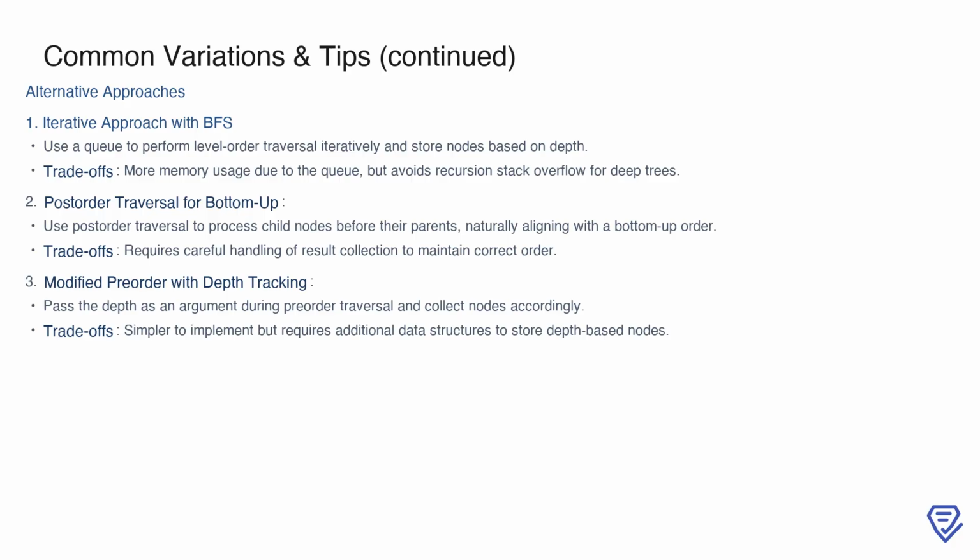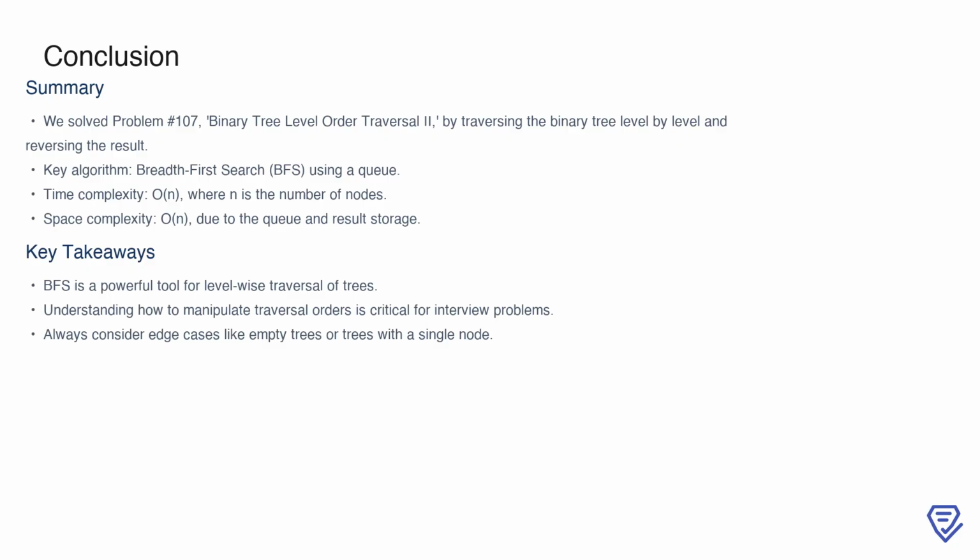Finally, you can use a modified pre-order traversal with depth tracking. By passing the depth as an argument during traversal, you can collect nodes at each level as you go. While this method is simpler to implement, it may require additional data structures to organize nodes based on their depth. Each of these approaches has trade-offs, so it's important to understand their strengths and limitations when deciding which one to use. Great work! To recap, we used BFS to tackle problem number 107 and learned how to traverse a binary tree level by level in reverse order.